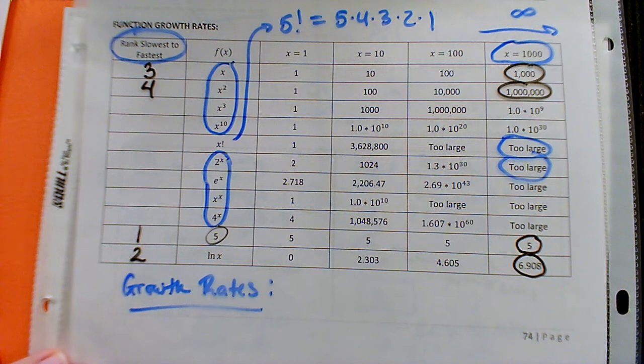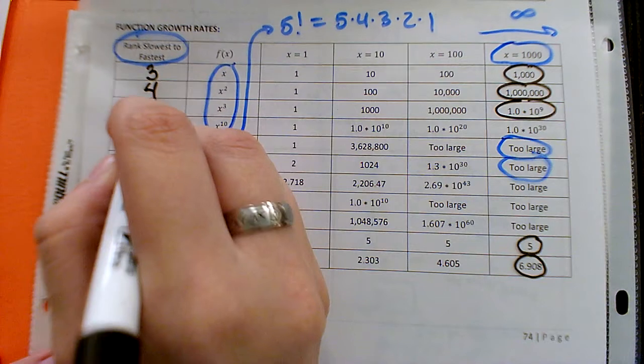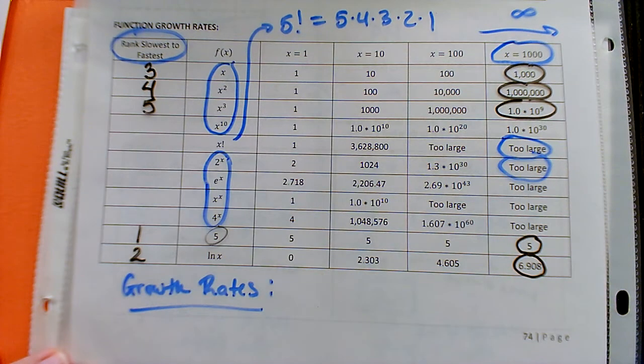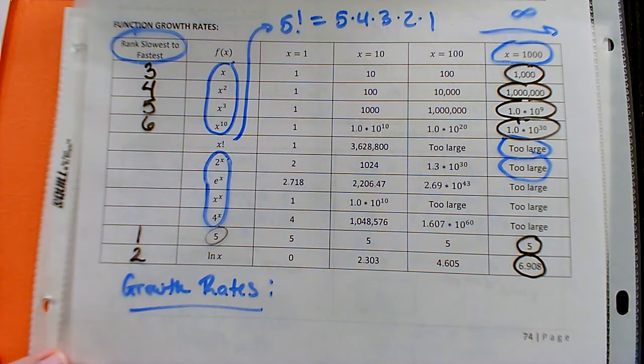Can we keep going? Now we're getting into scientific notation. Yeah? X cubed. X cubed. Next one? Yeah. X to the 10th. X to the 10th. All right, and it looks like we're kind of out of options for that last column because all the other ones are too large.